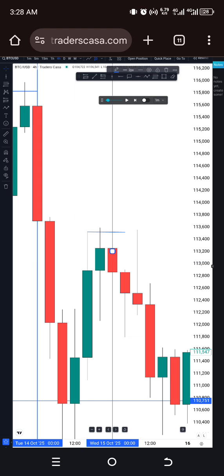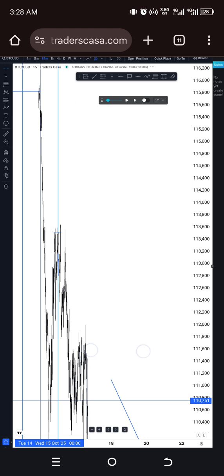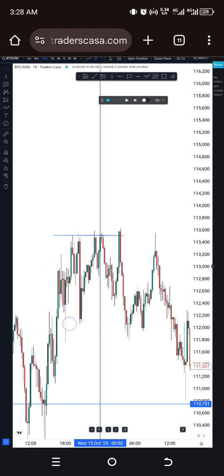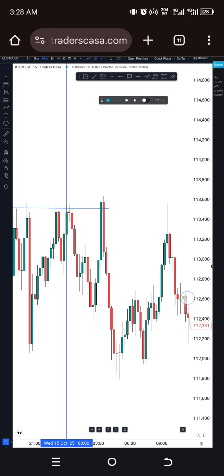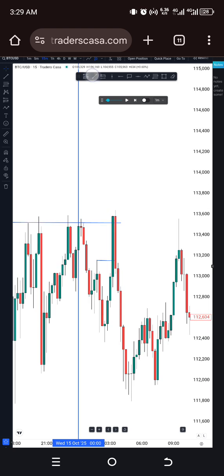Once that happens, you scale down to the 15 minutes and look for a change of character. Once you see the change of character, all you have to do is mark out the first low, which will be liquidity. The first low after that change of character is liquidity, and then you enter from the nearest POI, the nearest point of interest, which would be either the open close or the head.